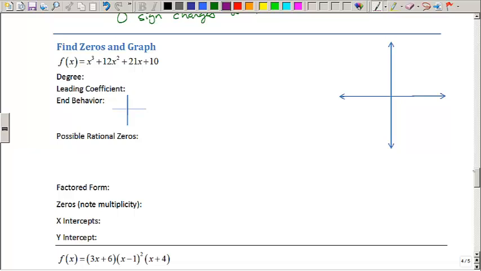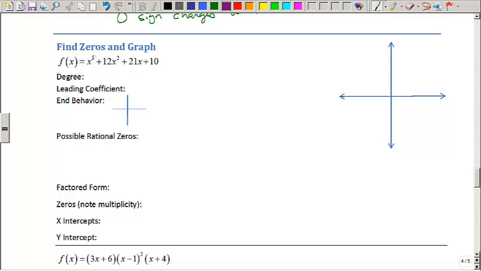The next example says find all your zeros and graph. So we're putting together the last several sections and putting it into one big picture. And this is really what the last couple of sections have all been leading up to, being able to find your zeros and graphing them. And this is where it's all at.